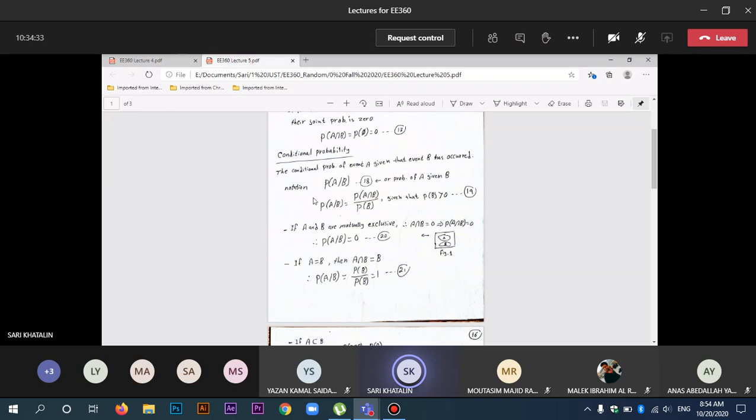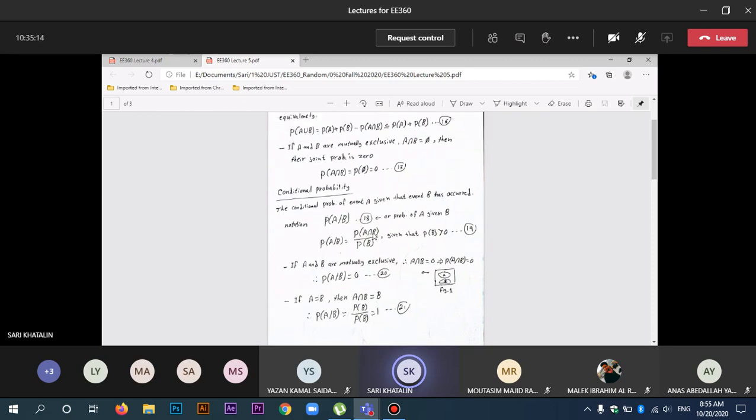Conditional means something that depends on something else. As shown in the notation here, the probability of A given B is the notation we're going to use for conditional probability, as shown in equation 19. So the probability of A given B is the probability of the intersection of A and B divided by the probability of B, assuming that the probability of B is not 0, that it's larger than 0, because if it's 0 it will be infinite.